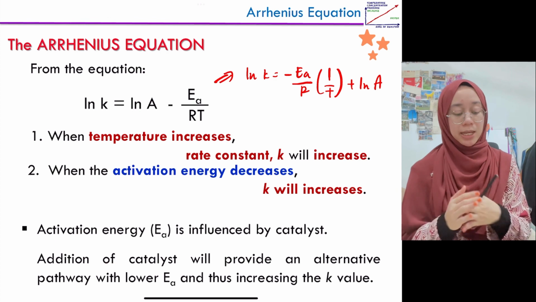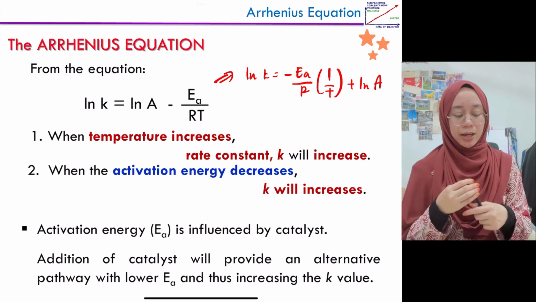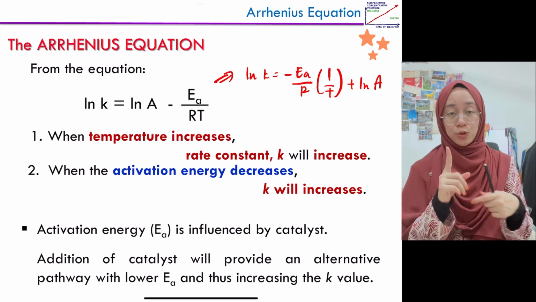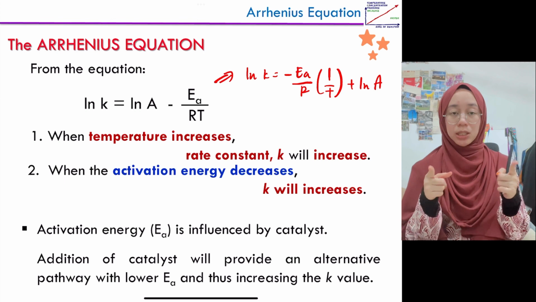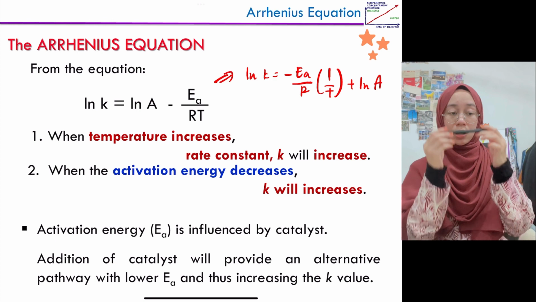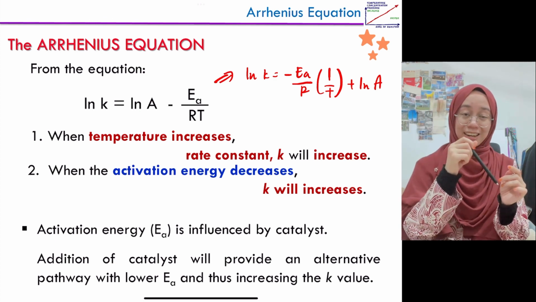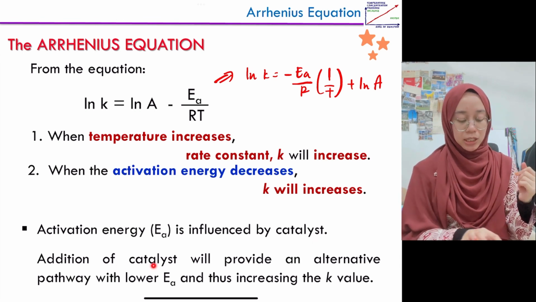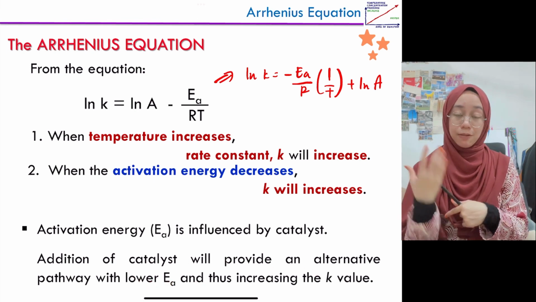Okay, so what we can see here is when temperature increases, the rate constant K will also increase. Okay, and then if the activation energy decreases, K pun akan increase juga. Okay, so temperature dengan K, they are directly proportional, tapi activation energy dengan K, they are inversely proportional. Okay, so the lower the activation energy, the higher the K then. Okay, so activation energy is influenced by the catalyst. So addition of catalyst will provide an alternative pathway with lower activation energy and thus increasing the value K.